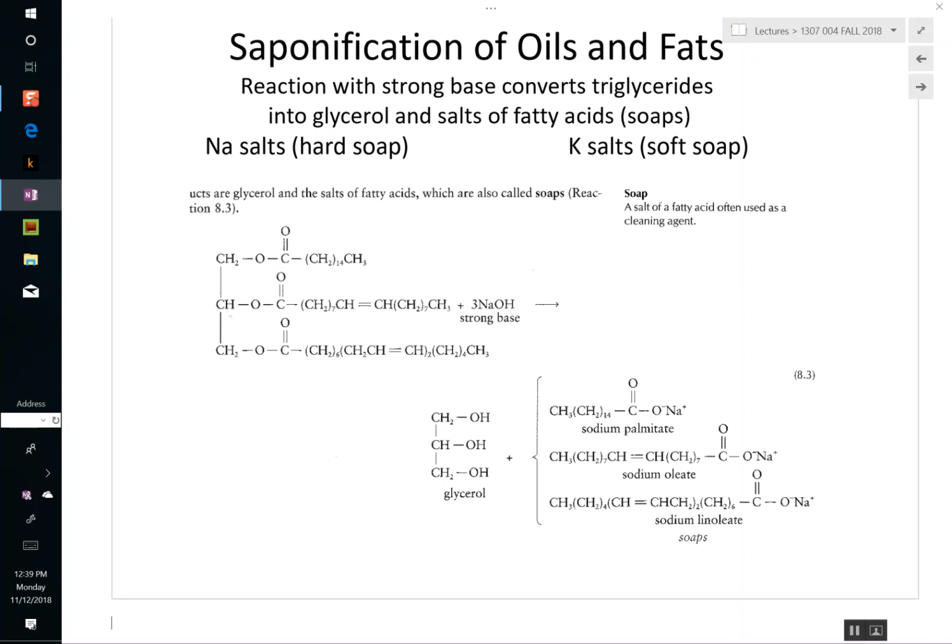I have a question. Yes. On the test, are we going to have to draw out the triglyceride and then what it forms, each thing, that whole thing? Or is it more like what is it going to form sort of thing? Good question. Has to do with the test.